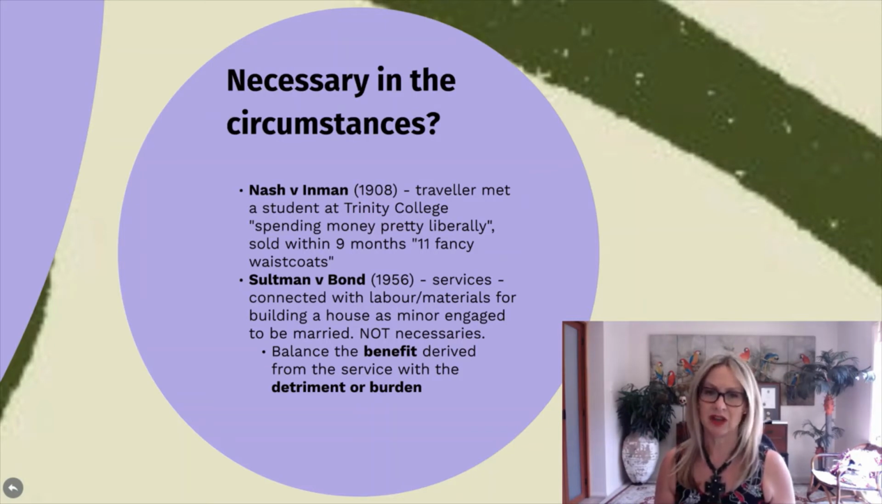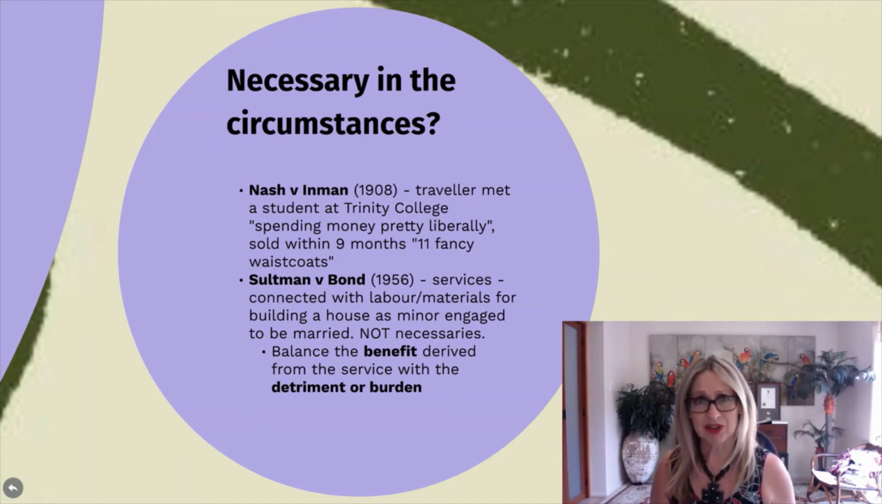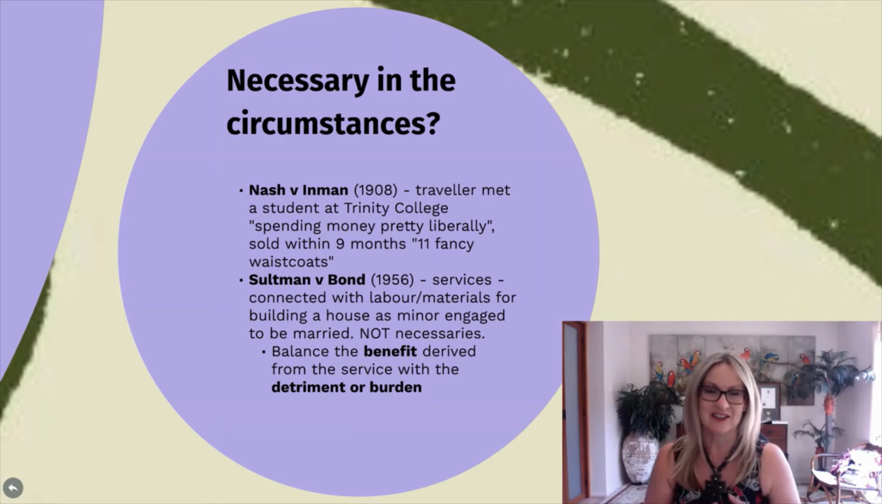So in Nash and Inman, the plaintiff's traveller had met with a student at Trinity College at Cambridge, I think it was, and the word had gotten around that this poor kid was spending money pretty liberally. Opportunity knocks. They managed to sell this poor kid 11 fancy waistcoats in about 9 months. I don't know how you would wear out a waistcoat per month, but they got him into this contract worth more than £120, I think it was. So it was quite a lot of money for those days. 1908 this is.